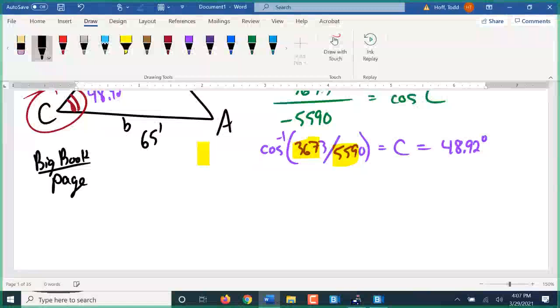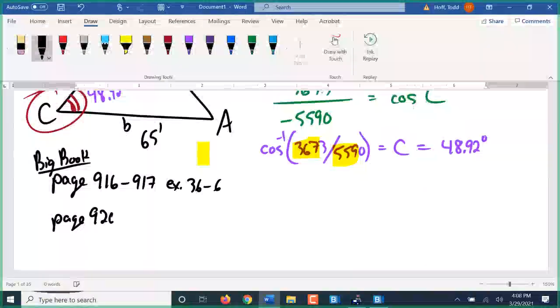Well, since it's about that time, big book, page 908, 909. Exercise 36. Oops, that's the wrong page. Let me get the right page down here for you. It's page 916, 917, Exercise 36-6, and page 920 through 922.